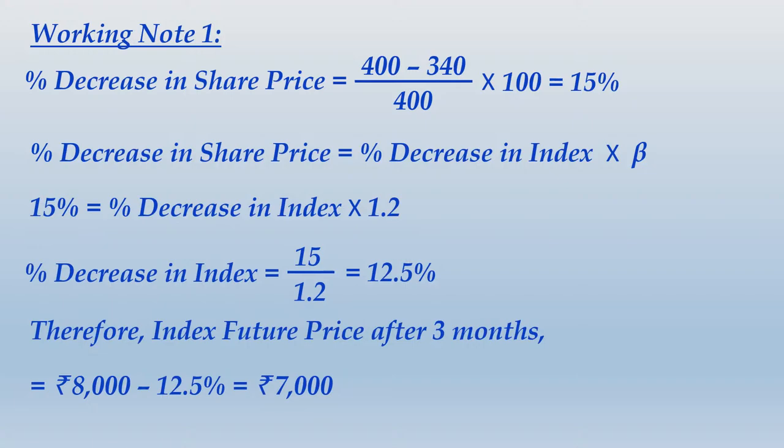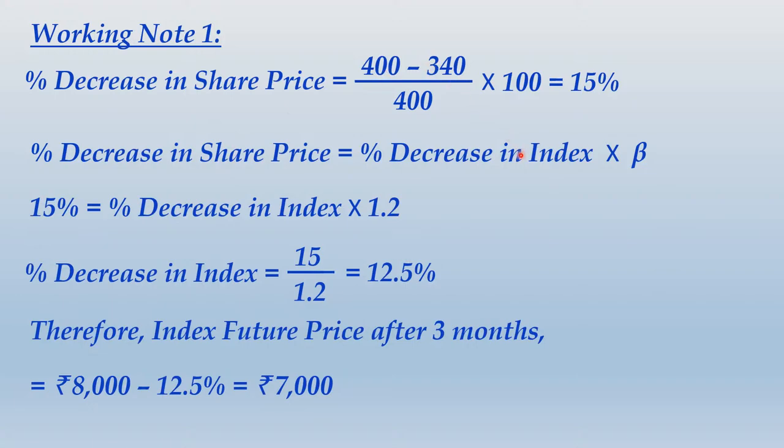Alright, some students have requested me to explain it once again, and I would definitely do that. See, first you need to understand the meaning of beta. Beta in this case is 1.2 times, so whatever be the decrease in the index, to that you multiply beta and you will be getting the decrease in the share price. So as I told you, if decrease in index is by 5%, decrease in share price will be 6%.